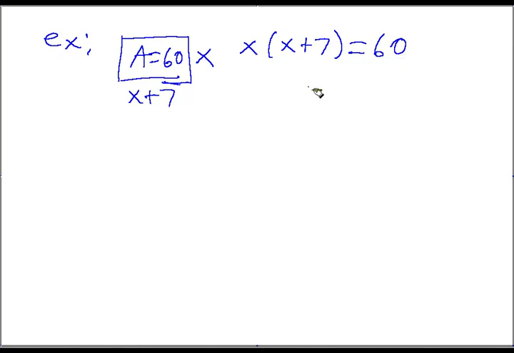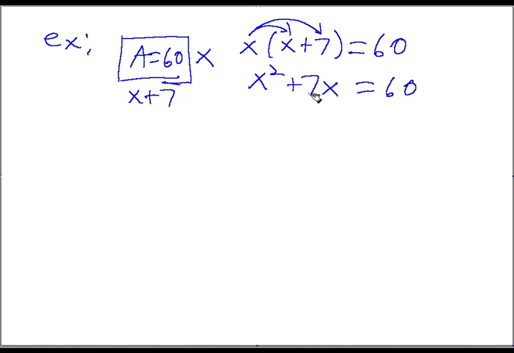So I need to do some algebra, right? First, in solving this, I need to simplify the left-hand side. Let me multiply out the x. X times x is what? X squared. X times 7 is 7x. Can we see that? All right, equal to 60.